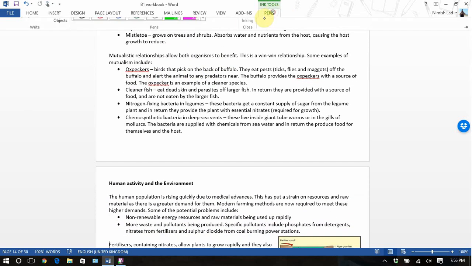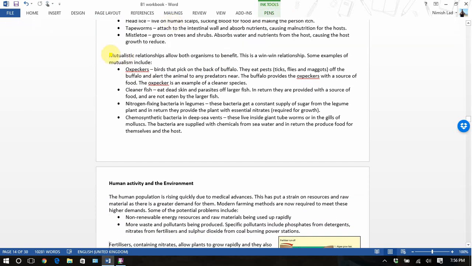Mutualistic relationships are mutual, so they're allowing both to benefit. Okay, so both benefit. Mutualistic, both organisms benefit. It's a win-win. So you've got oxpeckers, you've got cleaner fish, you've got nitrogen-fixing bacteria, and you've got chemosynthetic bacteria as well.